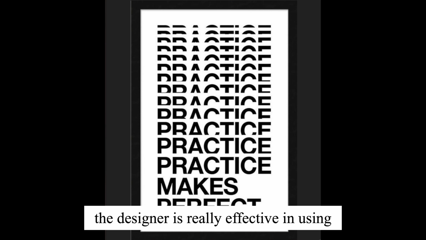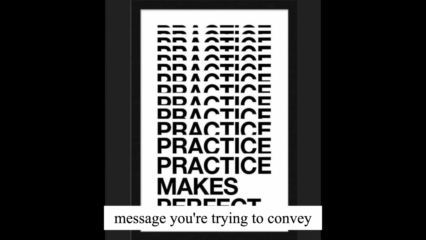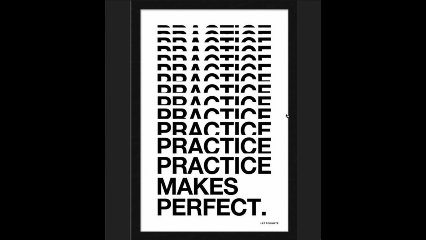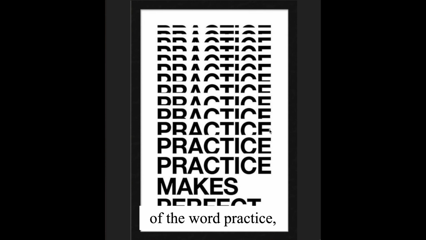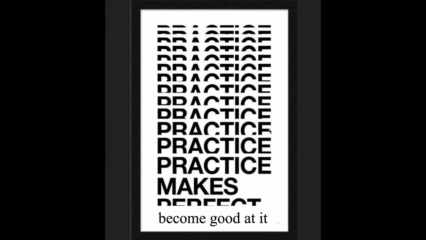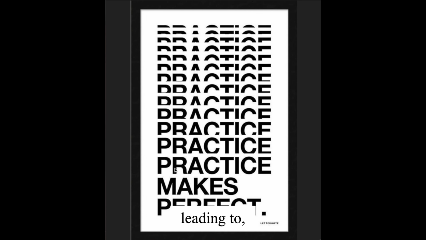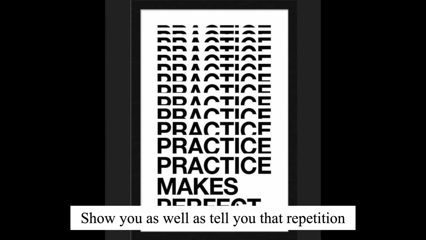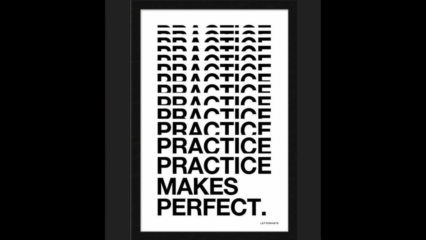In this case, the designer is really effective in using repetition because it actually aligns with the message they're trying to convey. The designer repeats the word practice, which is literally the definition of the word practice, to repeat an action over and over again until you become good at it. So by repeating the word practice over and over again and then leading to perfect, they both show you as well as tell you that repetition of an action, practice, makes perfect.